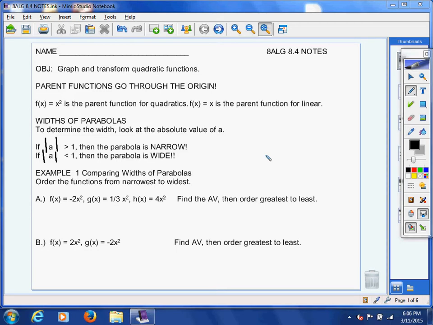Just a quick reminder about parent functions. Remember, parent functions always go through the origin, okay? Whether it's a quadratic parent function like you see here, or a linear parent function, it's going to go through that origin. That's what a parent function is all about.